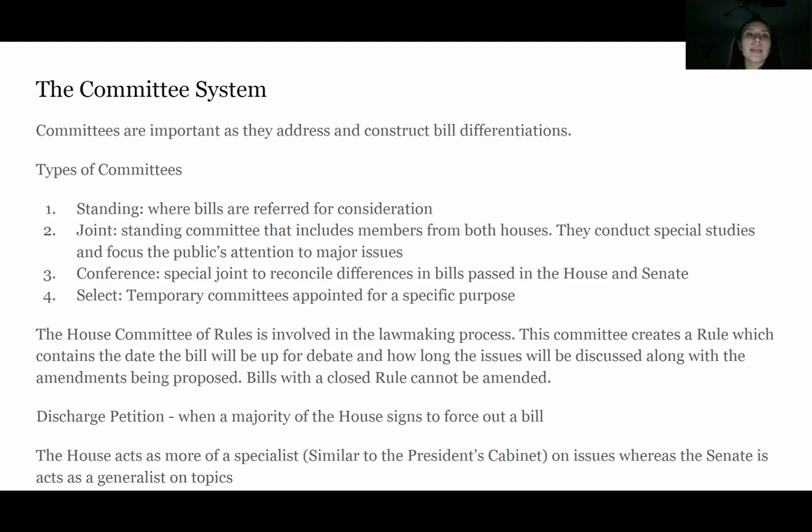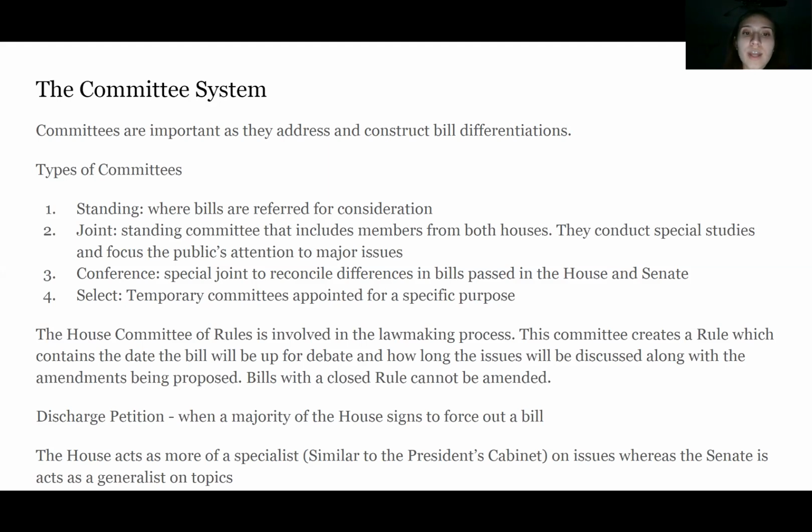The House Committee on Rules. They are in charge of the lawmaking process. They create a rule which is basically the date, the time allotted for a bill to be up for debate on the House floor. They also allow that time to be for any amendments to be proposed. Bills with a closed rule, however, cannot be amended. There can be no amendments added to that.